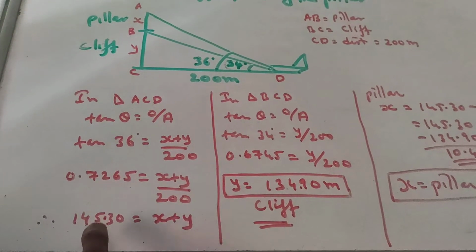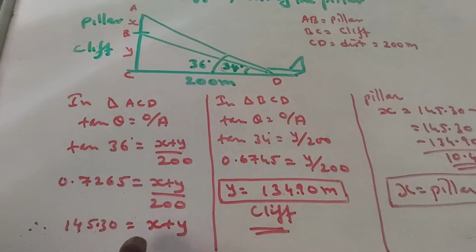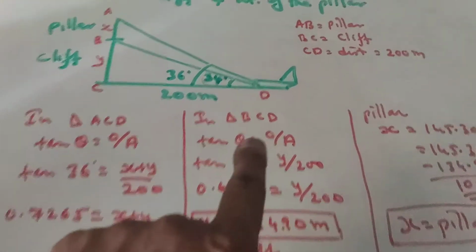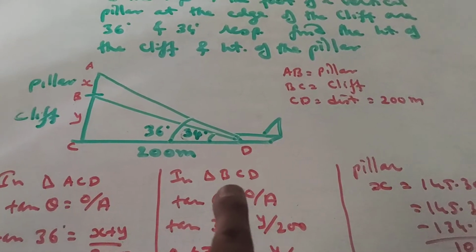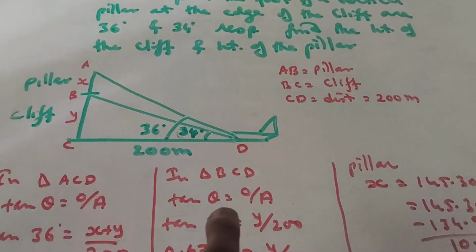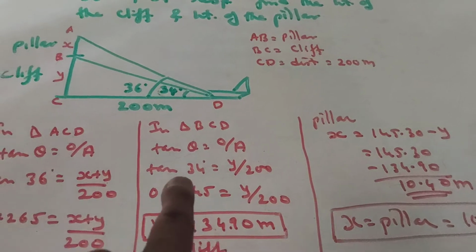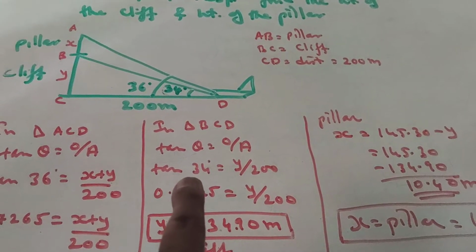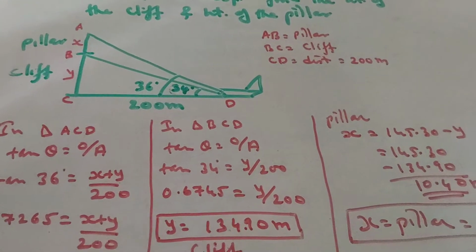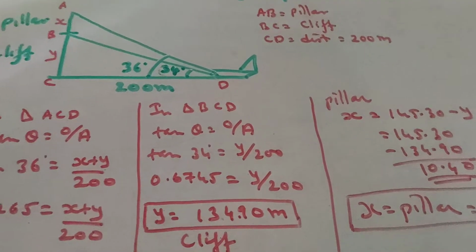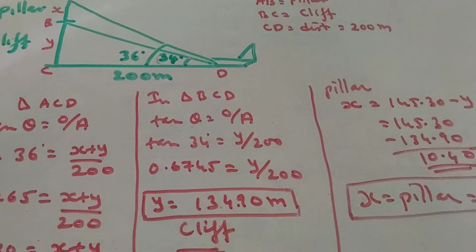200 goes this side, so it becomes 145.30 is equal to x plus y. In another triangle, triangle BCD, tan theta is equal to opposite upon adjacent, so tan 34 is equal to y upon 200. Now same thing, if you see the value of tan 34 in natural tan, you get 0.6745 is equal to y upon 200.